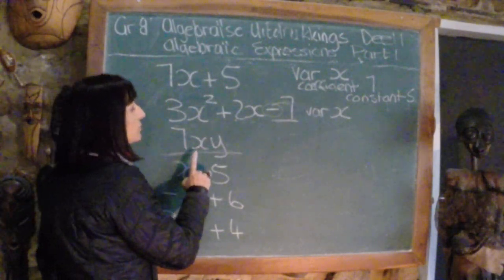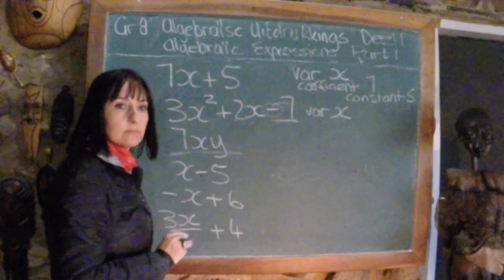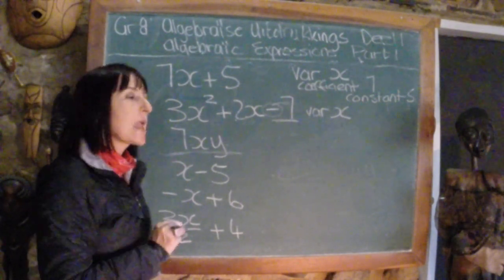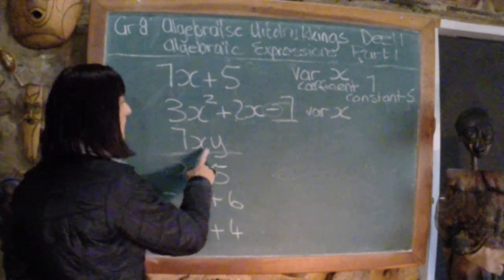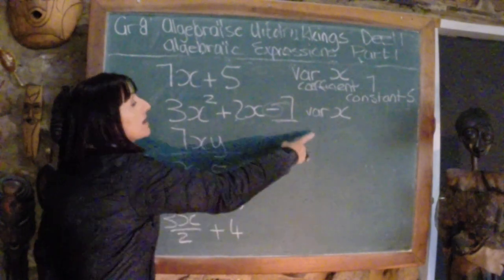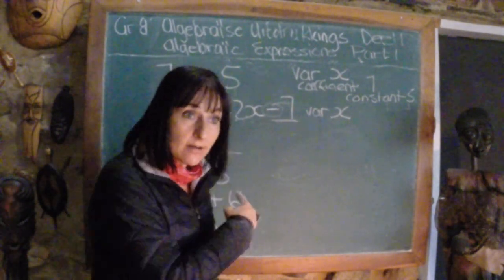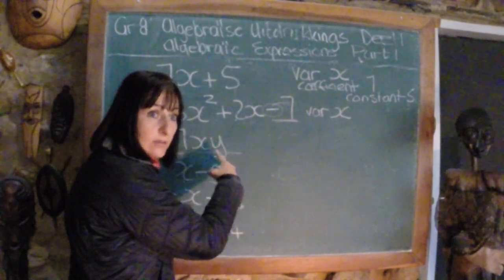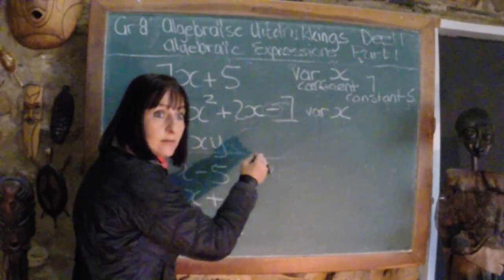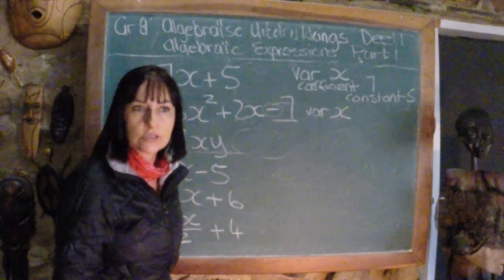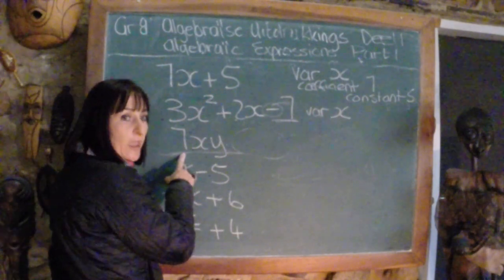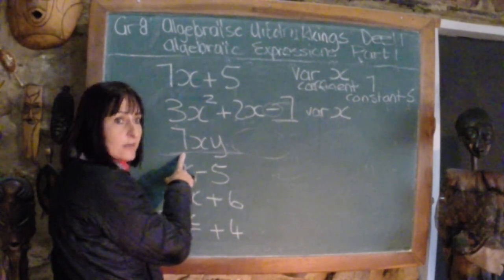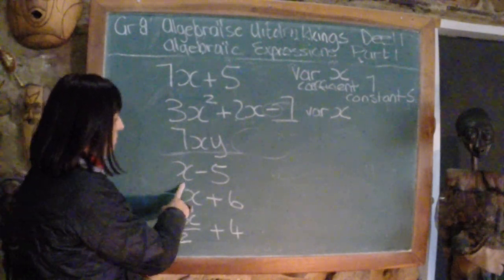Okay, give me the 2 variables here. X, Y. X and Y, that's the 2 variables. The constant, is there a constant that's standing alone here? Without anything? Is there something there? No, so there's no constant. The coefficient of X and Y? 7. Let's go to this one.